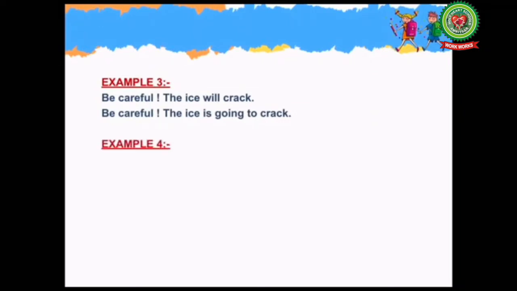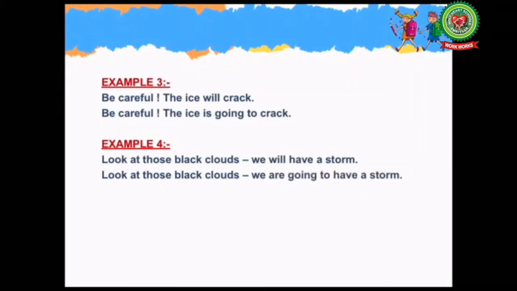Come to example number 4. Look at those black clouds, we will have a storm. Now again here there is an indication that there may be a storm because we can see black clouds. So again it is likely that there may be a storm. So we can use going to in this sentence. And our answer will be, look at those black clouds, we are going to have a storm.